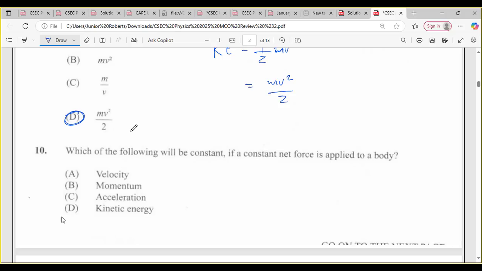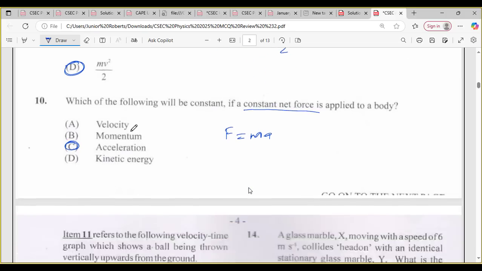10. Which of the following will be constant if a constant net force is applied to a body? So a constant net force always produces a constant acceleration. And this is from Newton's second law, F is equal to m times a. So m for the object is going to be fixed. So if we apply a constant force, then we're going to get a constant acceleration. Right? So that's 10 is C.